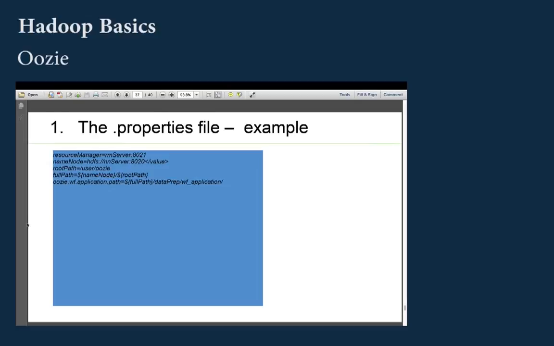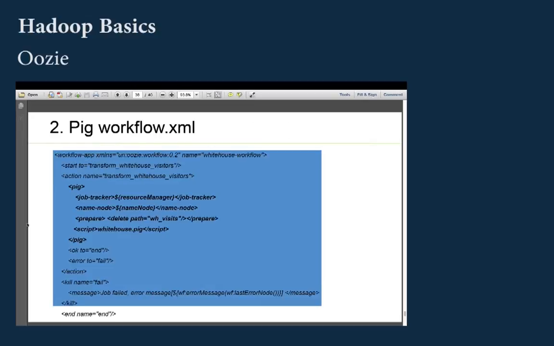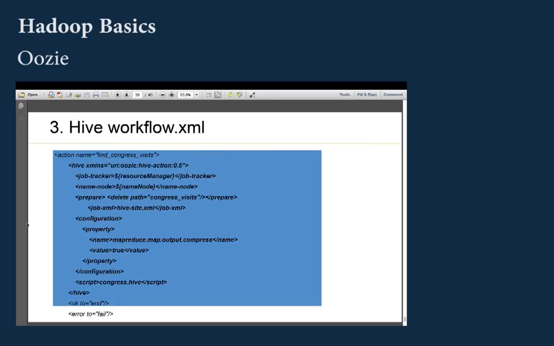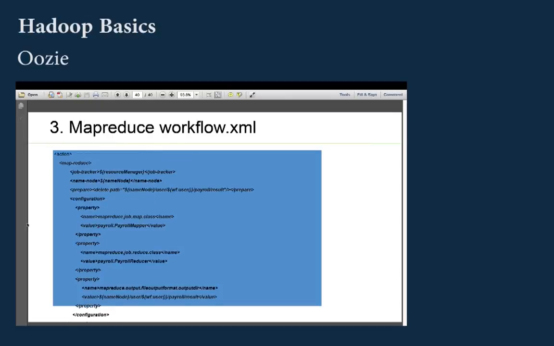This is a sample Oozie properties file where you don't have to hard code information in the Oozie file. Instead, you do it in the properties file. And then there is a workflow. In this workflow, we are running a Pig job, and the name of the Pig job is whitehouse.pig. We can do the same thing for Hive. So we are conveying what exactly the parameters are, and based on that, we are running our Hive file. You can run a MapReduce also.